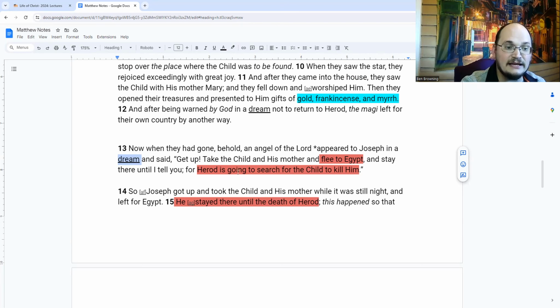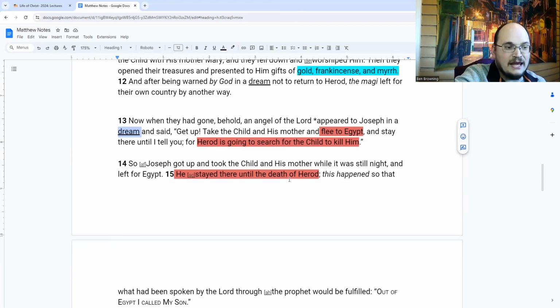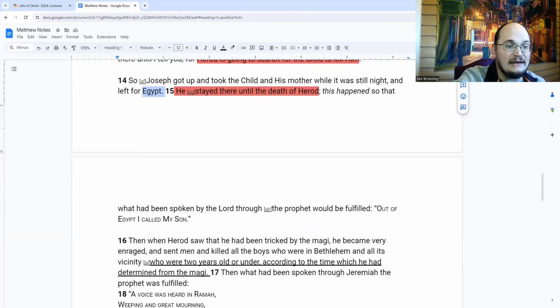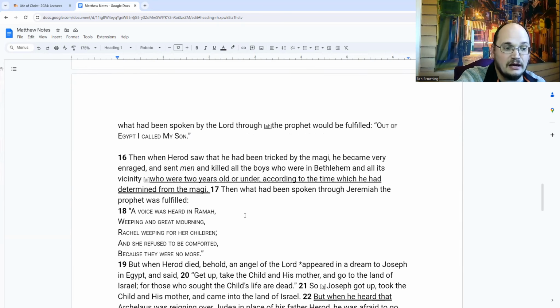And then Herod is going to search to kill him. So Joseph got up, he took the child and his mother while it was still night, and they left for Egypt. And he stayed there until the death of Herod. And this happened so that what had been spoken by the Lord through the prophet would be fulfilled. Out of Egypt I called my son.